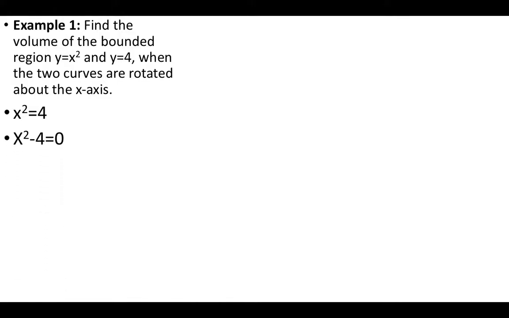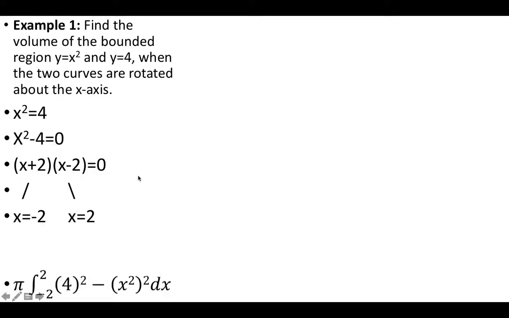Next up, we factor this. You can use your diamond method to factor, or you could use the fact that this is a squared minus b squared, so that this factors into x plus 2 and x minus 2 equals 0. Again, you have to make sure you have equals 0 so that you can factor. Now that we have this set up, we solve for x. We get that x is between -2 and 2. So when I create my integral, it's going to start at the bottom at -2 and go to 2.